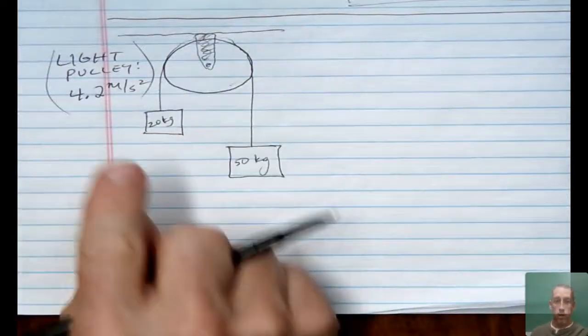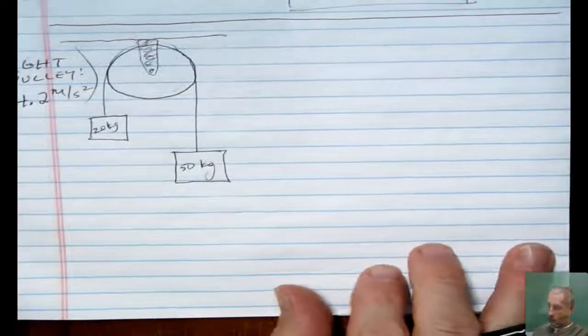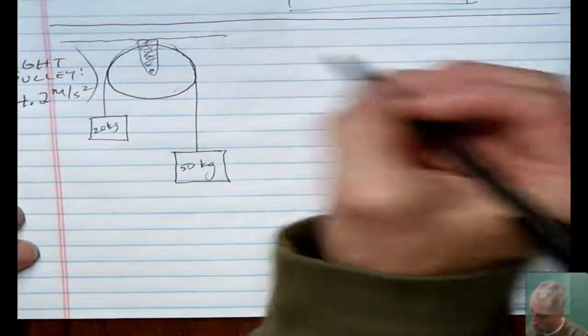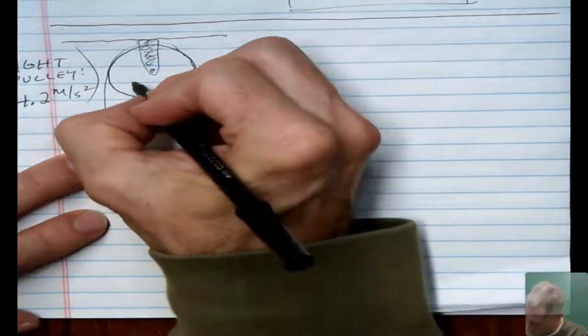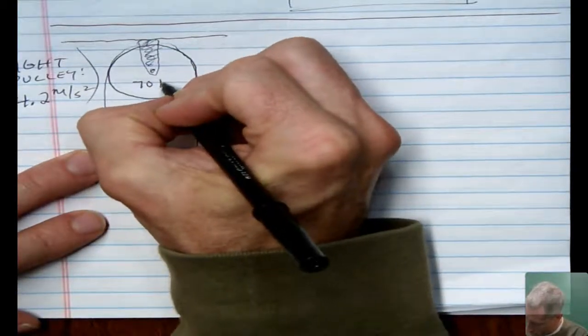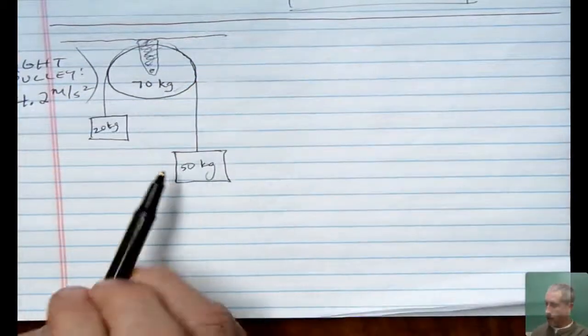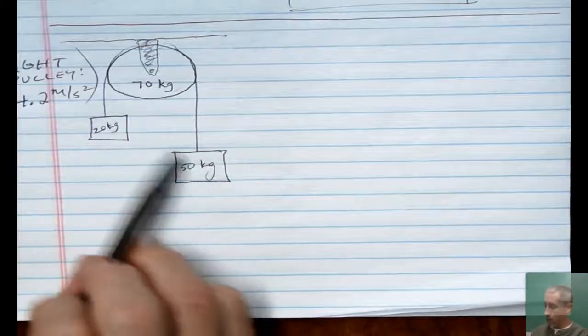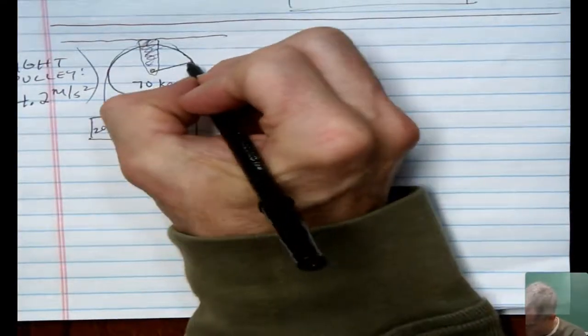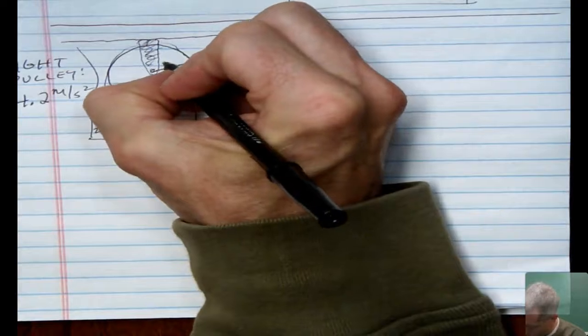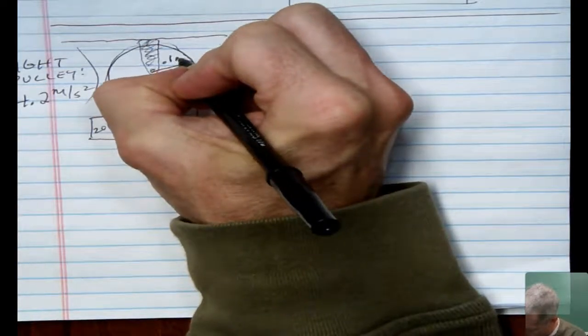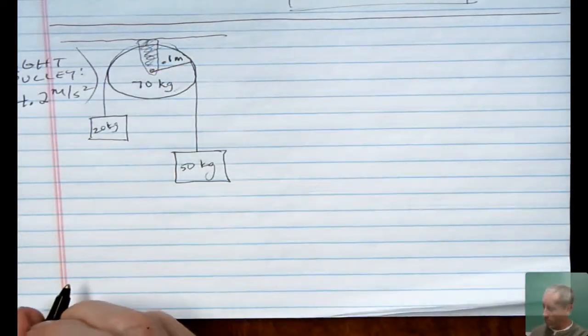I'm not going to use that until the very end because I'm going to rework this, supposing that we have a mass of the pulley that is significant. In fact, I'm going to say it's equal to the total of the two hanging masses. Now let's give this another parameter. How about 0.1 meters for the radius? And that's all that we're going to need to know.